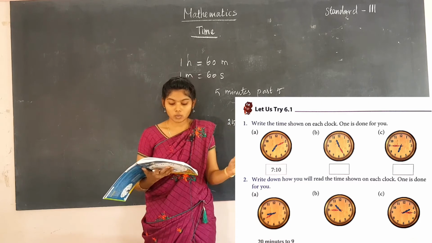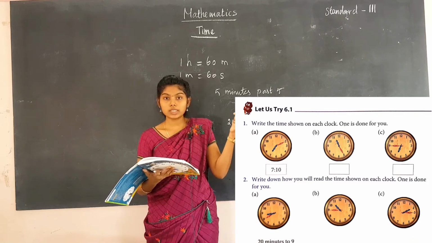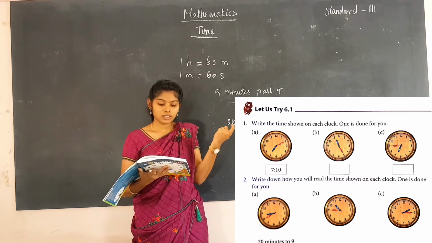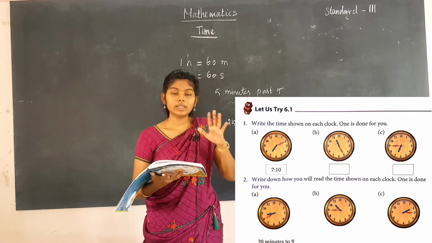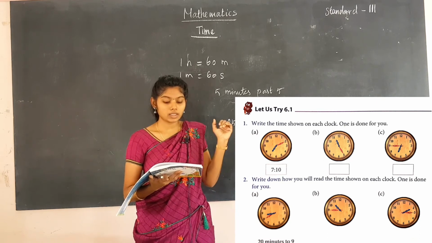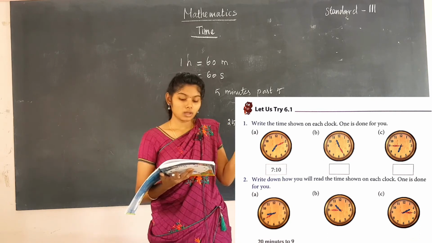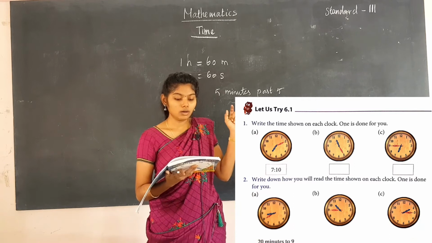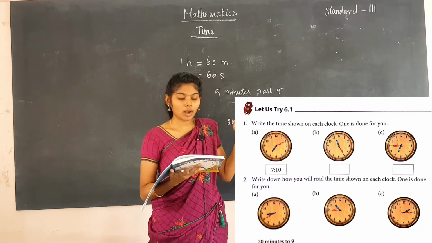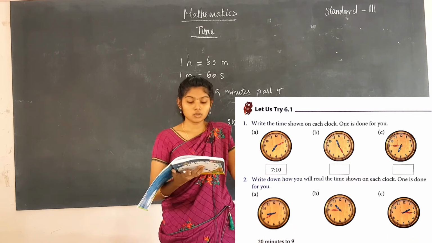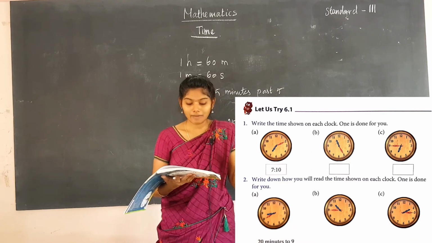So, see the first one, where is the short hand, which is the hour hand, right? What is it showing? It shows 7. Now see the minute hand, whether it is on the right side or the left side. It is on the right side. So you can use 10 here: 12 means 0 minutes, 1 means 5 minutes, 2 means 10 minutes. So write as 7:10.